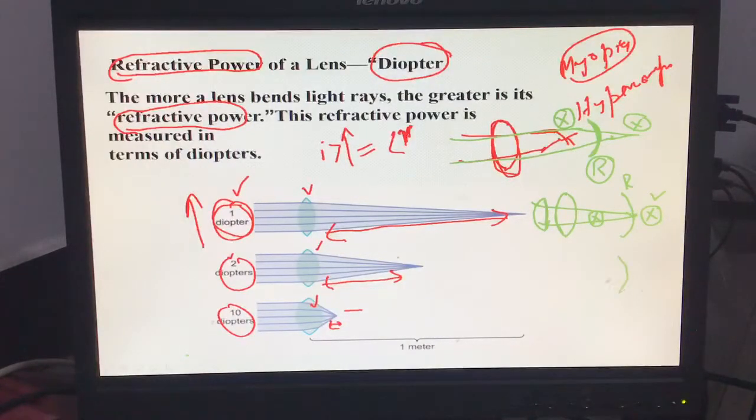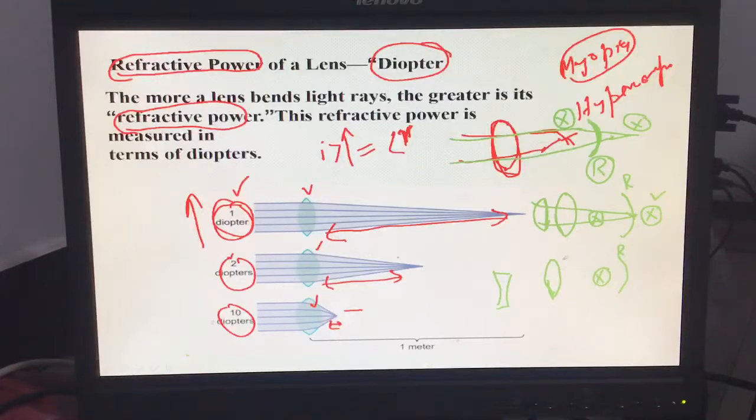Okay, next case: if the image forms before the retina, it means the power is too high. To reduce the power, what is done? The convex lens does the convergent phenomenon and divergence is done by a concave lens. In front of this lens, we can place another lens. That lens is a concave shape, because the image forms before the retina.